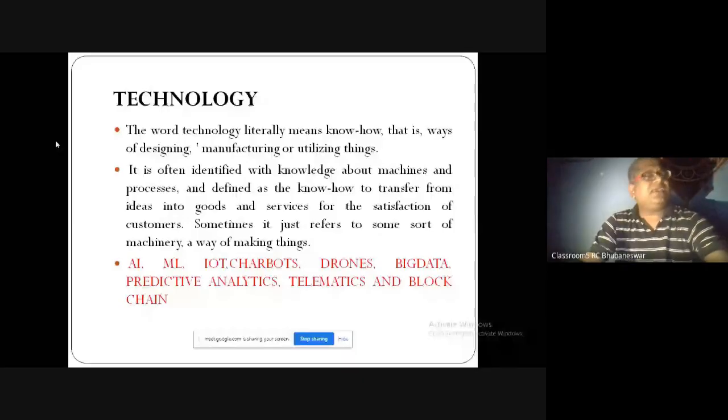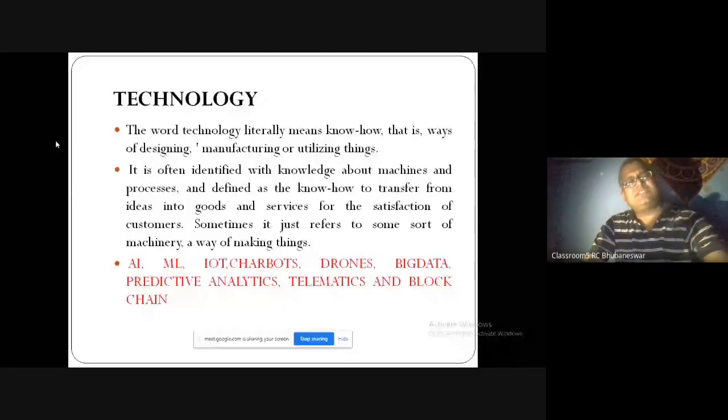Even through mobile we are sitting far away from each other and interacting with each other. This is the present scenario of new technology, or the adoption of new technology. The question is AI, artificial intelligence, machine learning, IoT, Internet of Things, chatbots and drones, big data, predictive analytics, telematics, blockchain technology. These are the new technologies in the present scenario through which business has changed to a great extent.